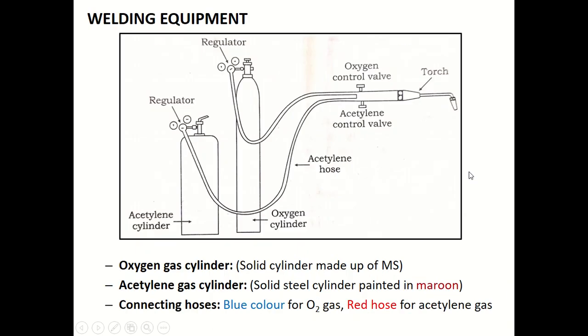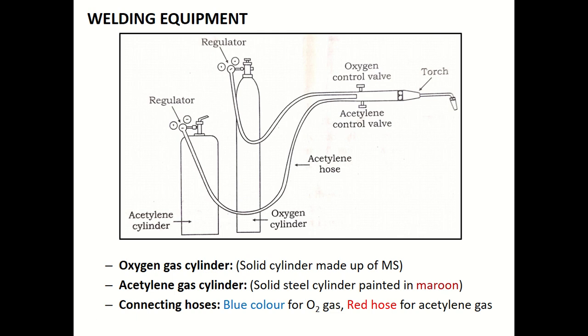Now let's become familiar with the welding equipment used in oxyacetylene welding. Let's look into the main parts. Look at the diagram. You can see an oxygen cylinder, an acetylene cylinder, and some connecting hoses which connect the welding torch with the cylinders. So these are the main parts: the cylinders, hoses, and the torch.